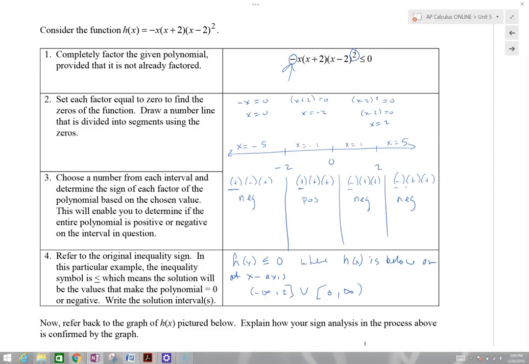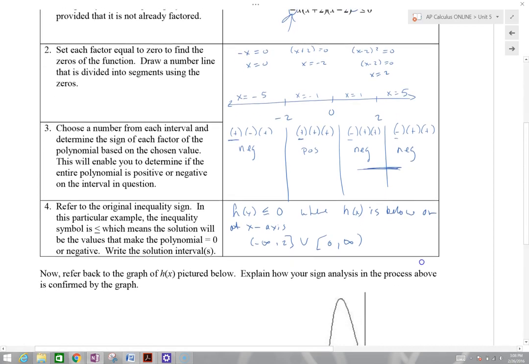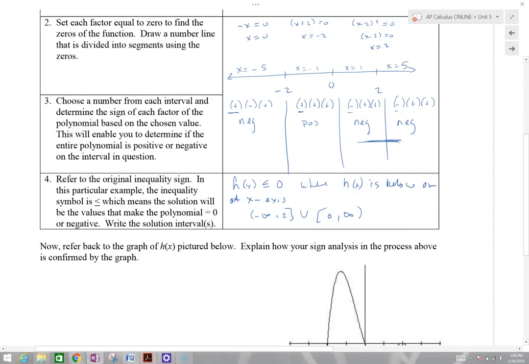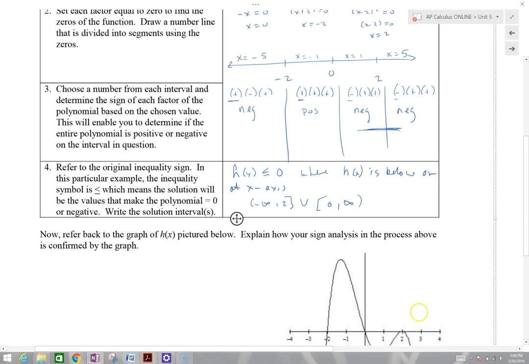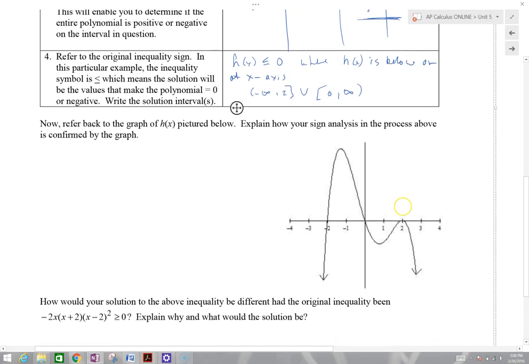The second thing that we're going to notice when we look at this graph is this negative thing and what is going on. So we're looking for h of x is less than or equal to 0, so where it's below or at the x-axis, and that happens between negative infinity and 2, and then also from 0 to infinity, because even though it comes back up to the x-axis at 2, it turns around and goes back down. So if we take a look at the graph, you can see what happened here.